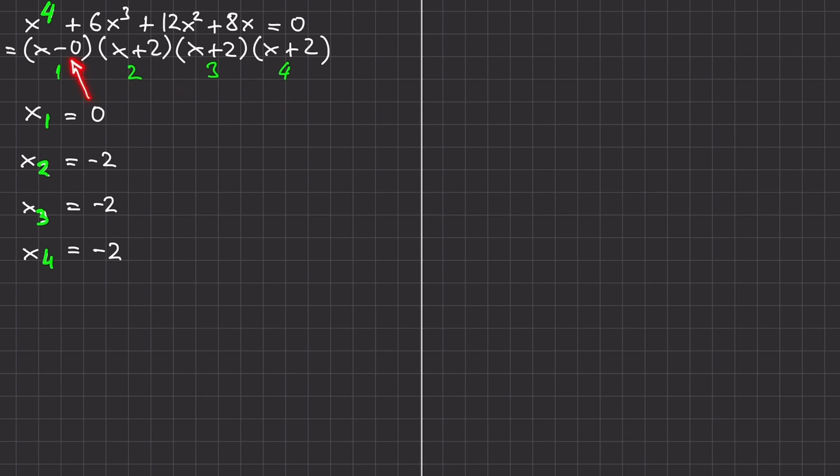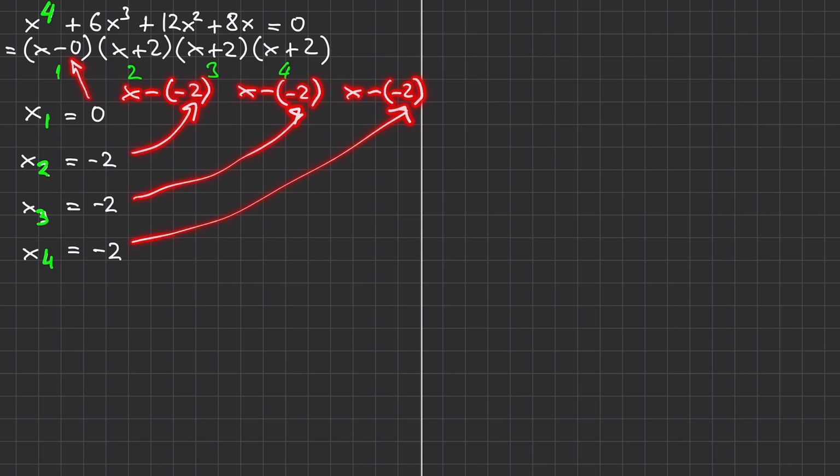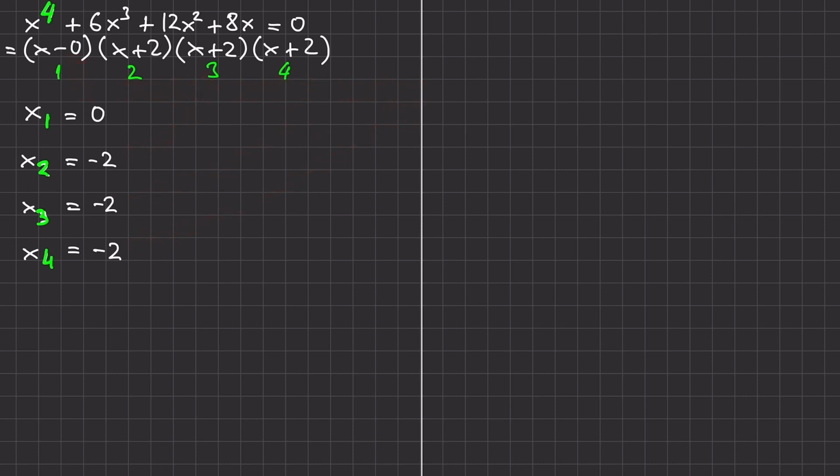Recall that these are the zeros. Finding the zeros of a polynomial function is very common in many math courses. With the knowledge of the linear factorization theorem, we can reverse the process and find the polynomial function when the zeros are given. Let's use the zeros from this example to see that we get this polynomial when the zeros are given.